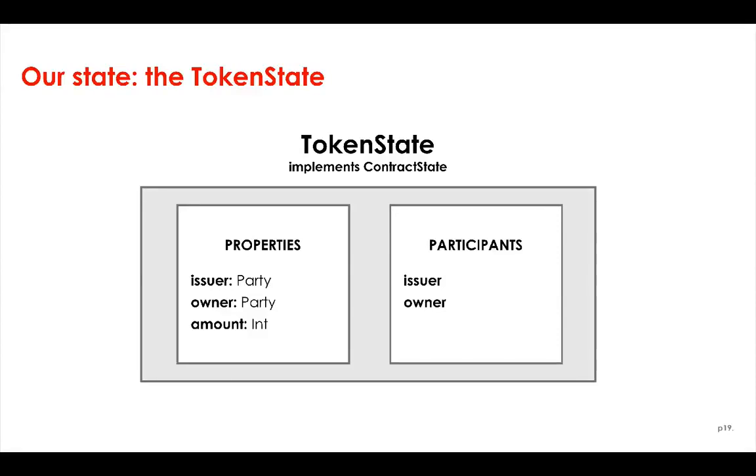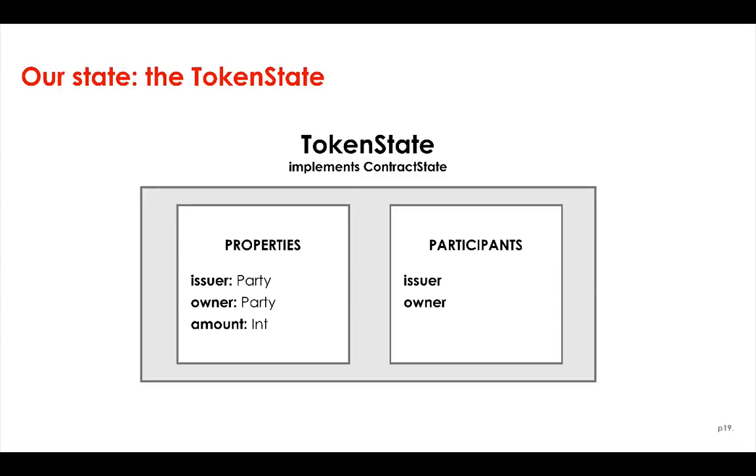We're now ready to define our token state. So what will our token state look like? Well, like every state, it will be a Java class implementing the contract state interface. And like every state, it will have a participants field indicating who should be notified when the state is updated as part of a transaction. In our case, we only want the token state's issuer and owner to be notified of any updates.